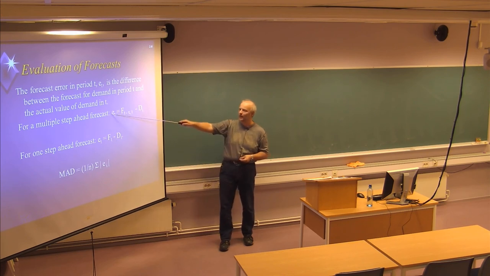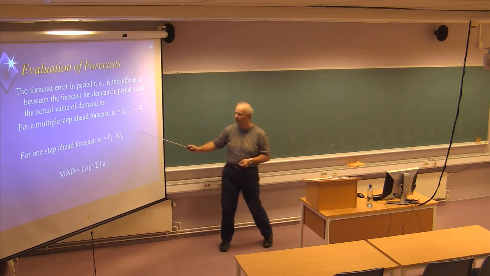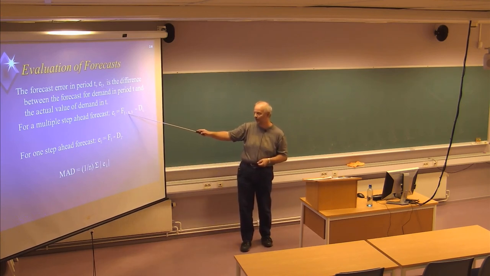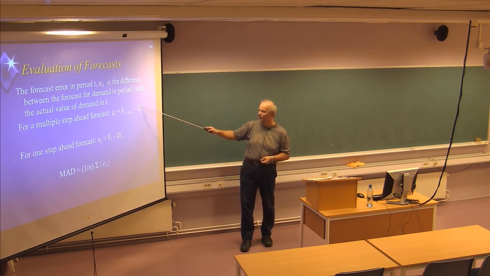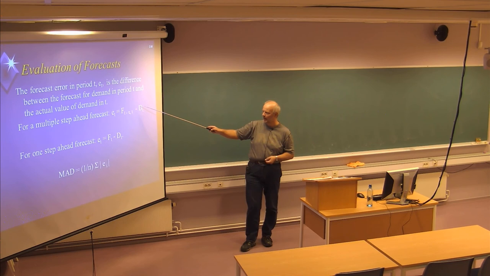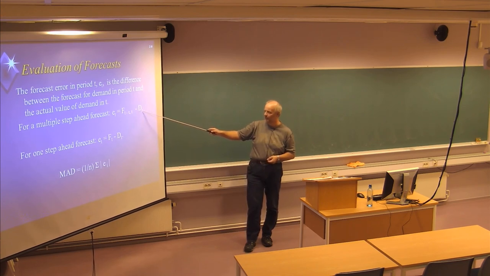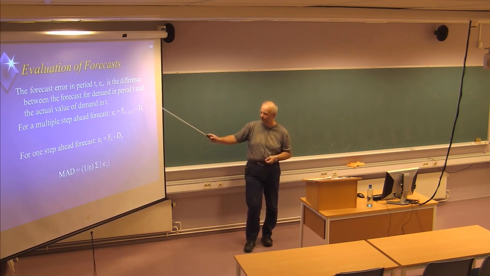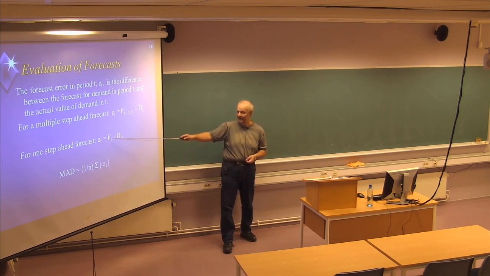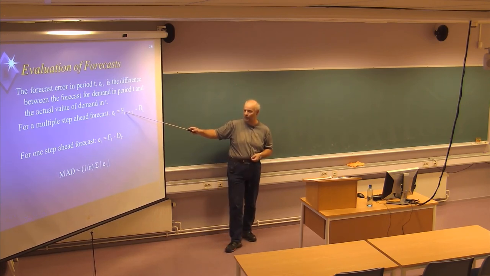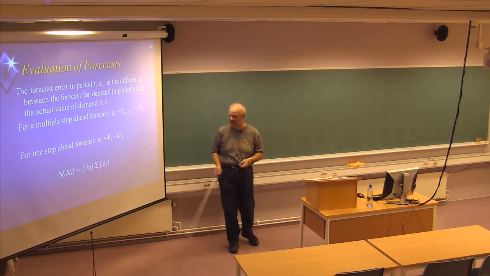So here the small e describes the forecast error, and here we have the forecast given in one particular period for period t, minus the actual demand for period t. And then for a one step ahead forecast, you will have the same index t here, but as just mentioned, you can also look at the forecast error made several periods back in time.